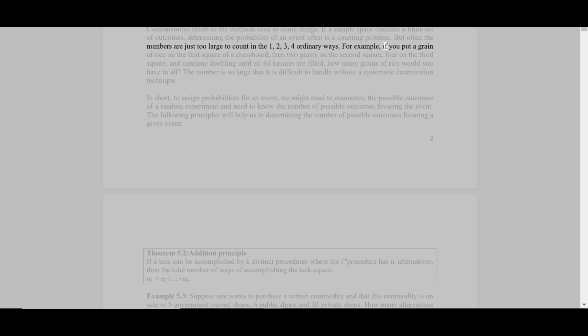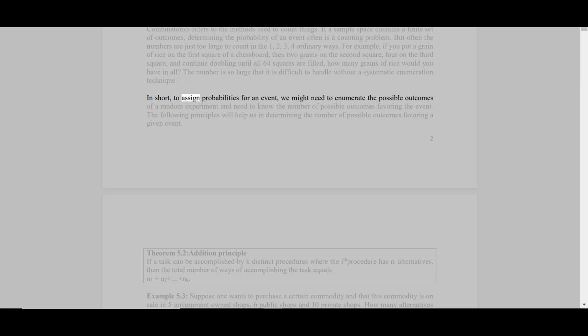For example, if you put a grain of rice on the first square of a chessboard, then 2 grains on the second square, 4 on the third square, and continue doubling until all 64 squares are filled, how many grains of rice would you have in all? The number is so large that it is difficult to handle without a systematic enumeration technique.